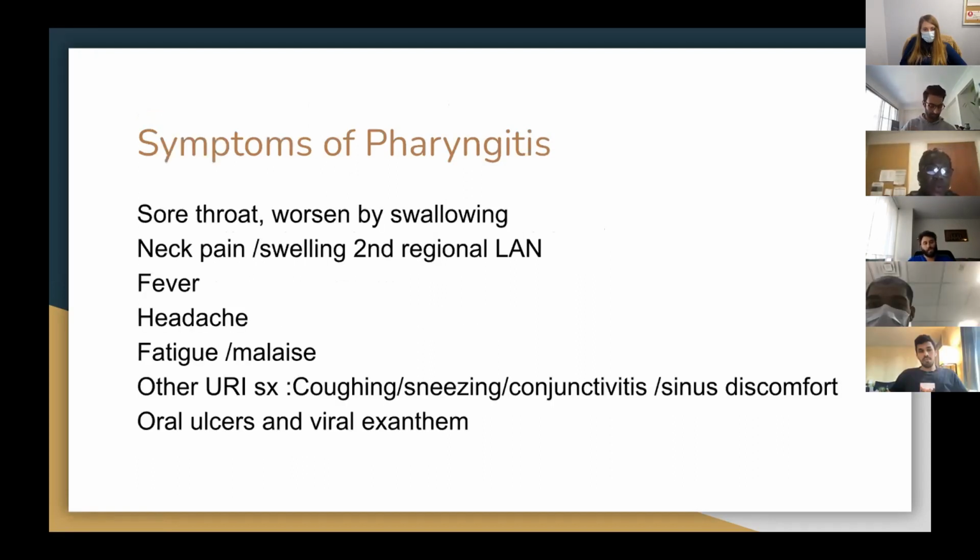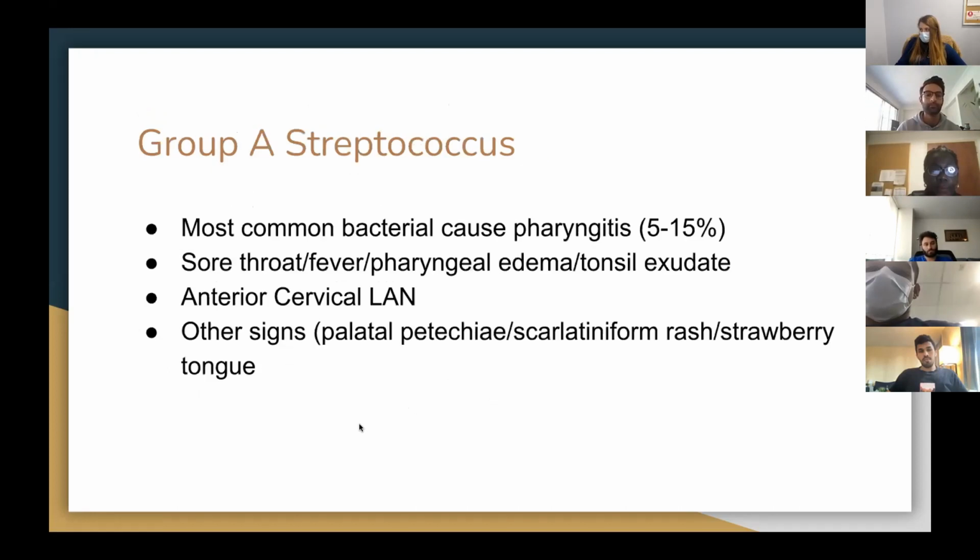Symptoms: sore throat, worsening with swallowing, neck pain, regional adenopathy, fever, headache, malaise, and also all the other upper respiratory symptoms that we've seen before, like sneezing and coughing, sinus discomfort, and also you can get a viral exanthem as well. So, group A strep.